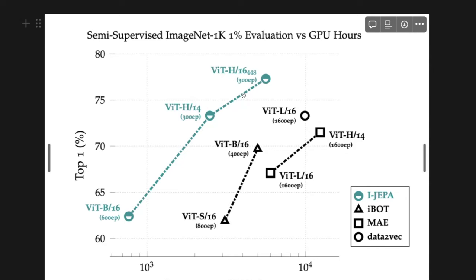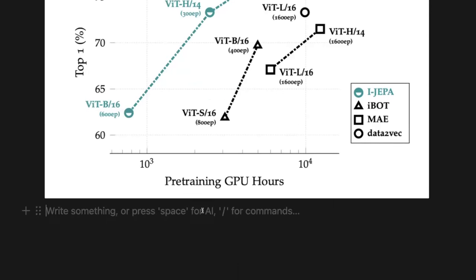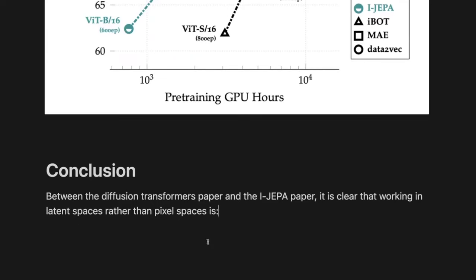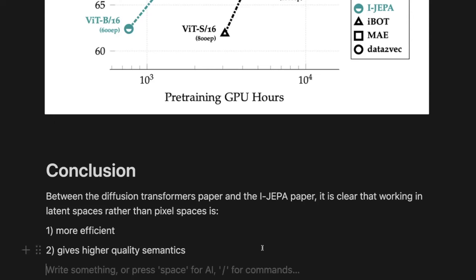So learns faster and learns better is the main takeaway there. In conclusion, I feel like between this paper and the diffusion transformers paper, it's very clear that we should be operating in latent spaces rather than pixel spaces. One, because it's more efficient, and two, it seems to give higher quality semantics, at least for these image classification type tasks.